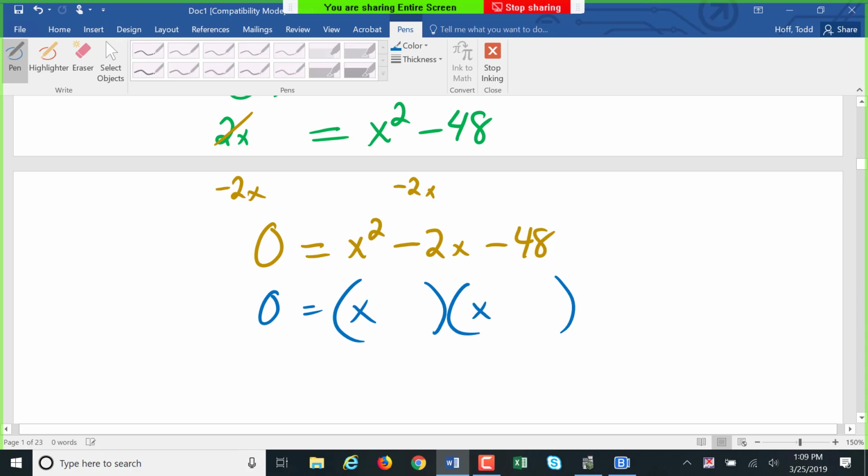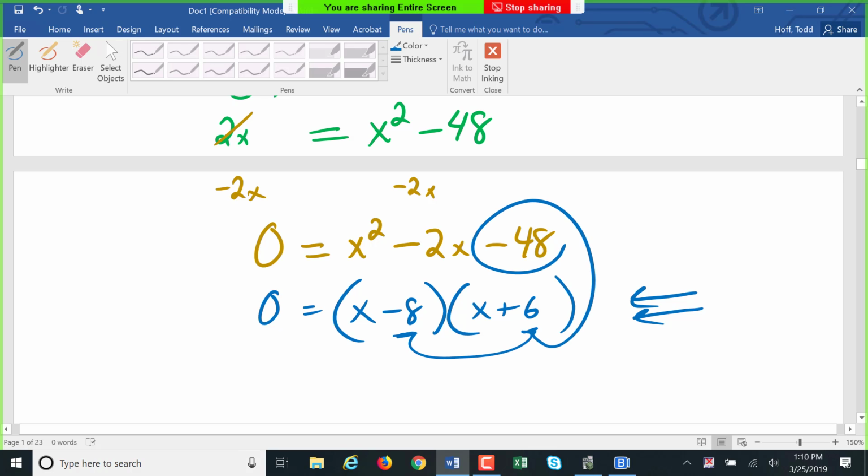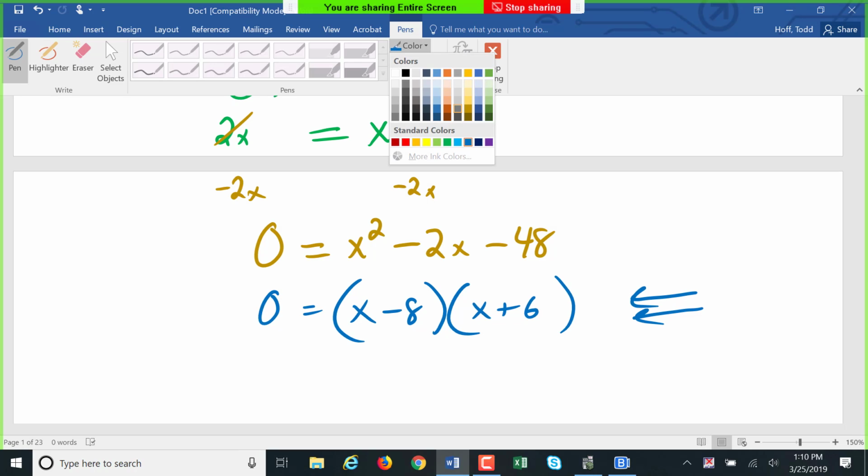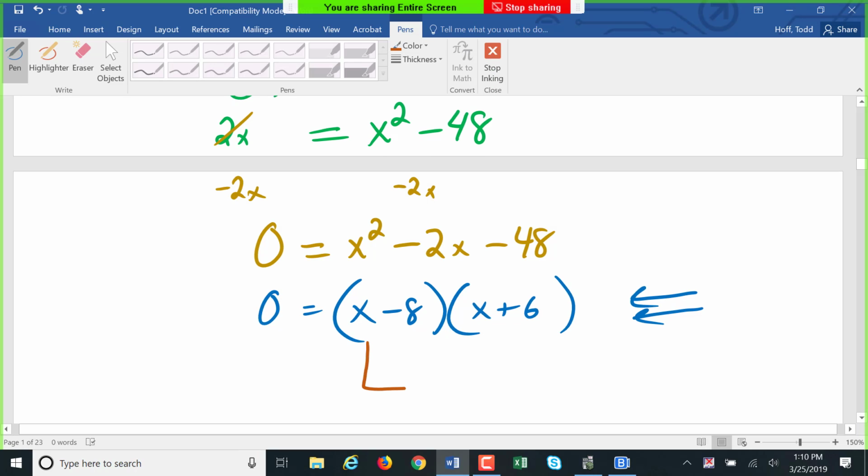What do we get? Perfect. X minus 8 and x plus 6. Any questions on how we got that factoring? Remember, x and x multiply to make x squared. Negative 8 and positive 6 multiply to make negative 48. And if I do the outside and inside check, x times 6 is 6x. Negative 8 times x is negative 8x. That adds to be negative 2x, which is what we wanted here.